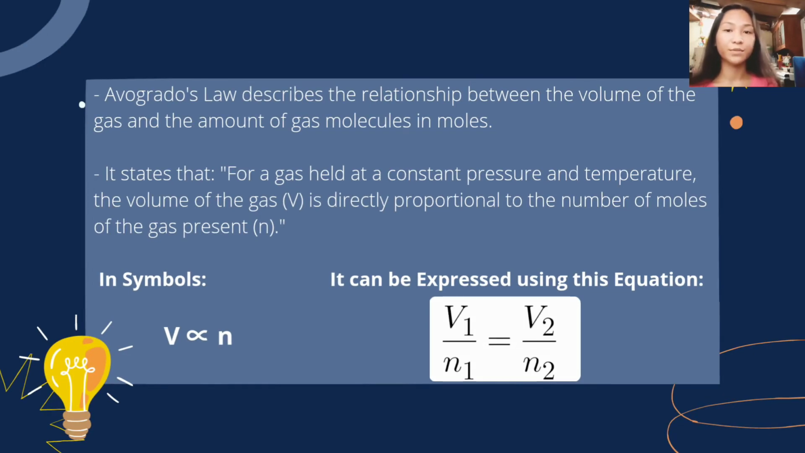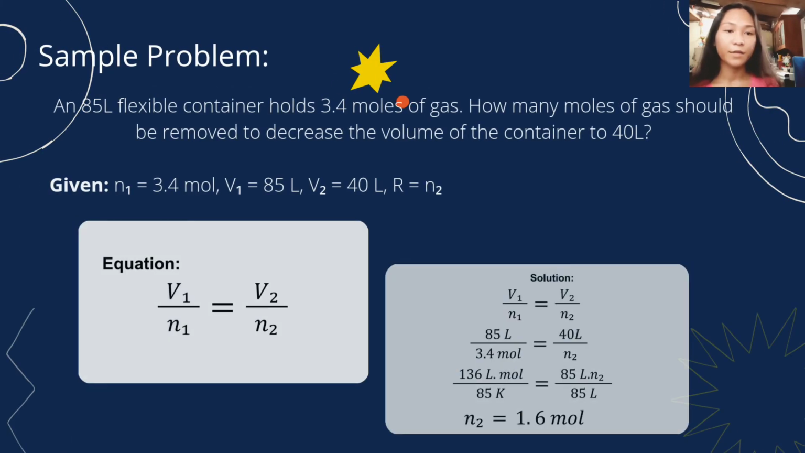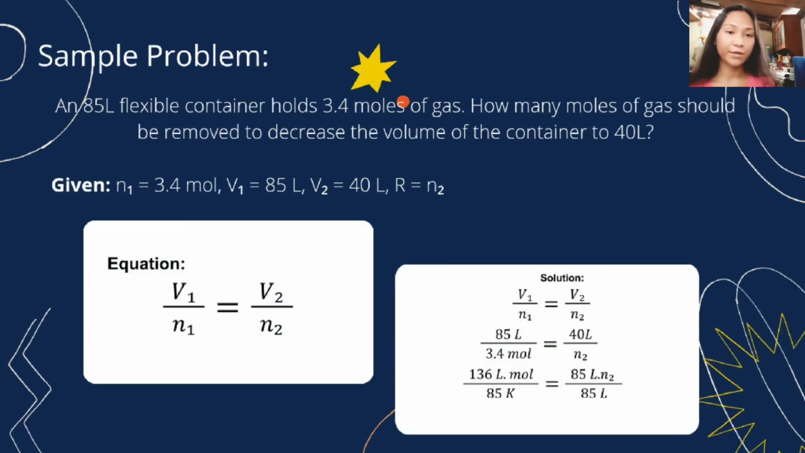Let's have an example. An 85 liter flexible container holds 3.4 moles of gas. How many moles of gas should be removed to decrease the volume of the container to 40 liters? Now let's write what we know. We have N sub 1, which is 3.4, we have V sub 1, which is 85 liters, and we have V sub 2, which is 40 liters. Now what we need to find is N sub 2.